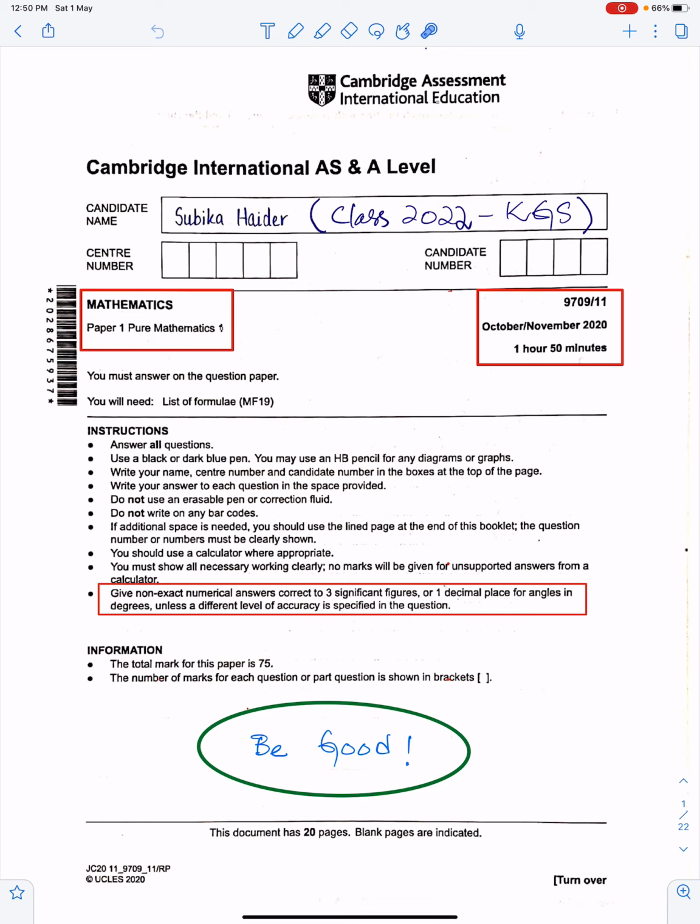A few important tips to solve the paper in a good way. Number one, avoid careless mistakes. Number two, read the questions carefully.